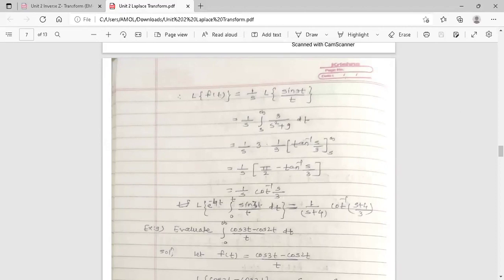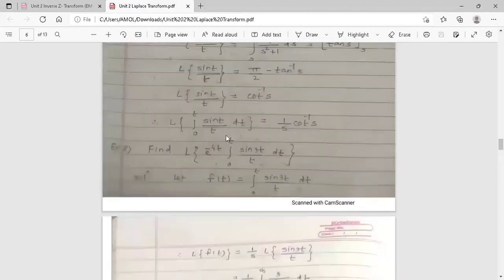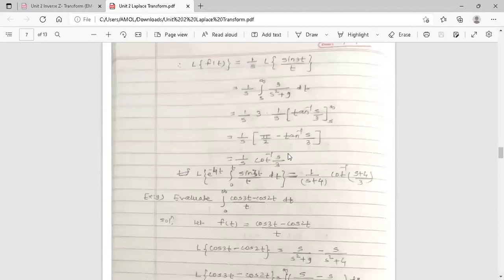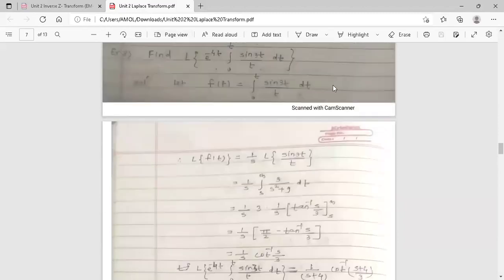But here we want the Laplace transform of this integral, integration over 0 to t. That's why here, the Laplace transform of f of t. F of t, what is f of t? We have taken integration over 0 to t. Now you know the Laplace transform of sin 3t upon t. It is cot inverse s by 3. And then use the integration property, the Laplace transform of an integral. Integral means you just divide the term by s. That is the Laplace transform of the integral property.